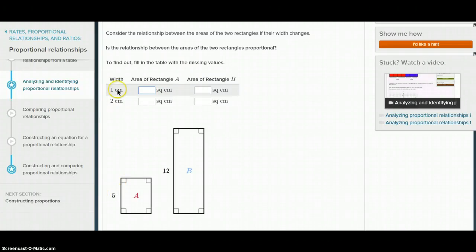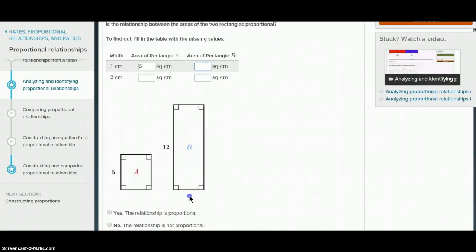Alright, so let's say the width is 1 for both of these in this scenario. So the area would be 5 times 1. So that's going to be 5 square centimeters. And then over here, we're going to have a width of 1. So 1 times 12 is 12. And then with 2, a width of 2 times a length of 5 is going to be 10. And then 12 times 2 is 24.